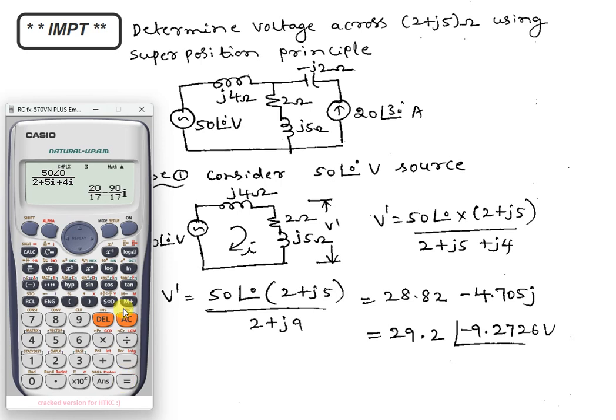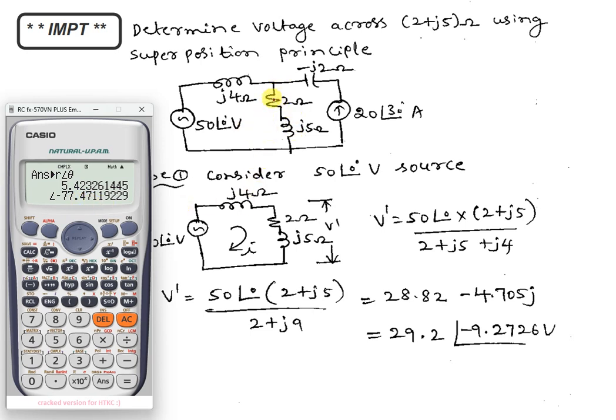Click the SD button. It will give you 1.17 minus 5.29. This is in rectangular coordinates. If you want the answer in polar coordinates, press shift, click complex again. The third option is polar. So this is the current value. Click the SD button: 5.42 angle minus 77.47.